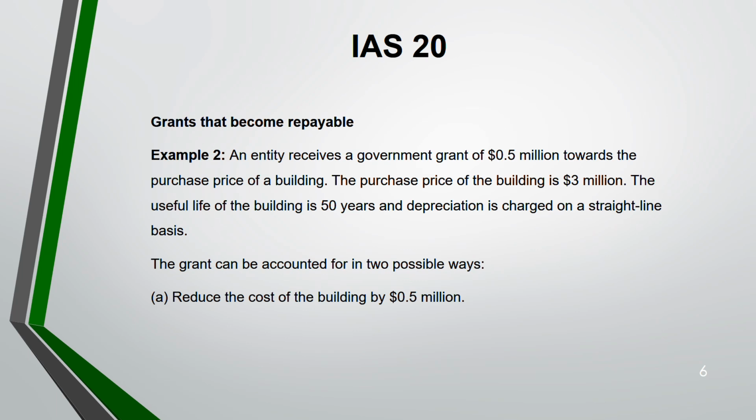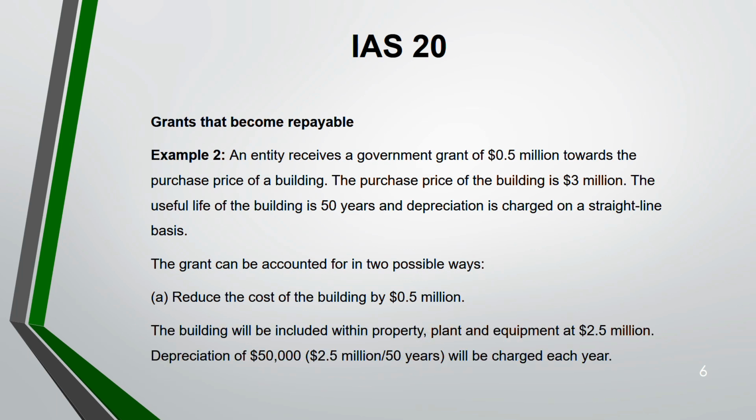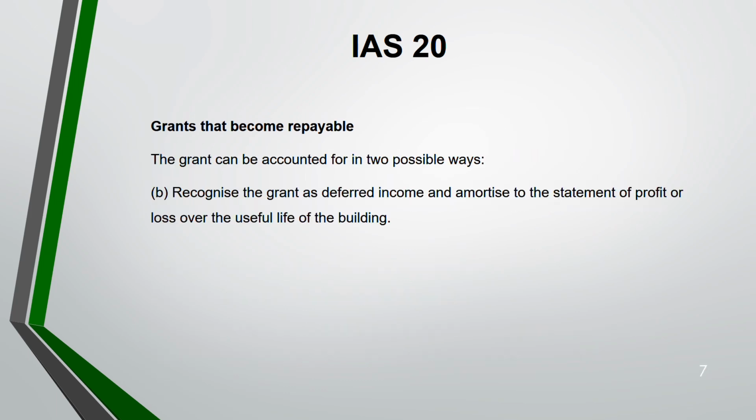Now, reduce the cost of the building by 0.5 million, that is the amount of the grant, or the building will be included within property, plant and equipment at 2.5 million, that is 3 minus 0.5, and you will depreciate. Okay, so when you reduce the cost of the building, we are still in the first one, I'm sorry. When we reduce the cost, cost becomes 2.5. This 2.5 you will divide by 50 to get the depreciation, which is 50,000, which you will charge each year for 50 years. Or the second method, you will recognize the grant of 0.5 million as a deferred income, and you will amortize it over the statement of profit and loss over the useful life of the building.